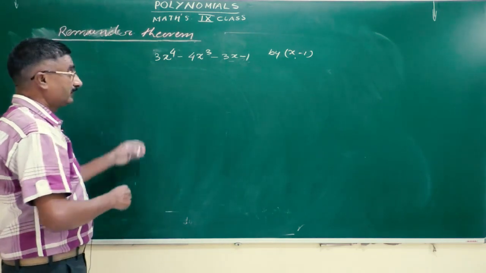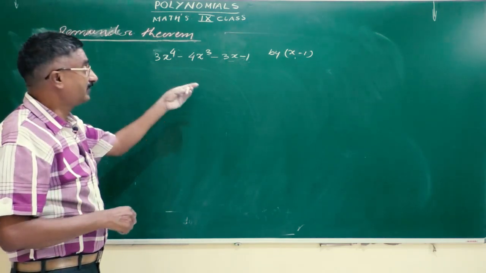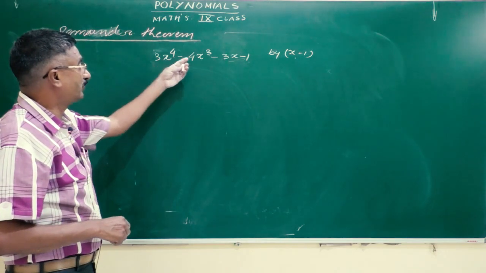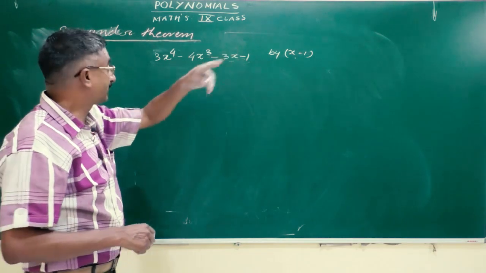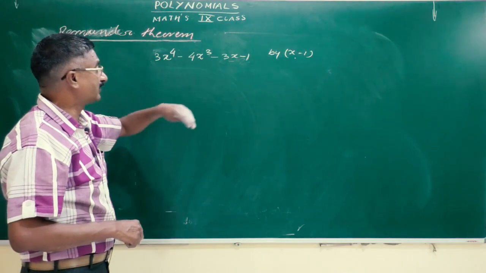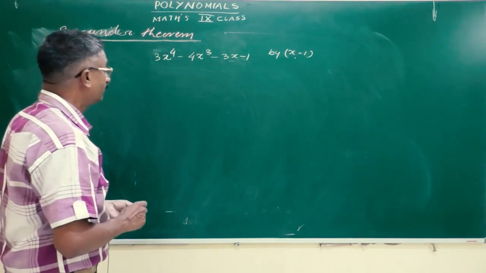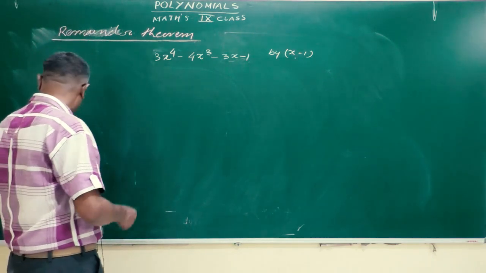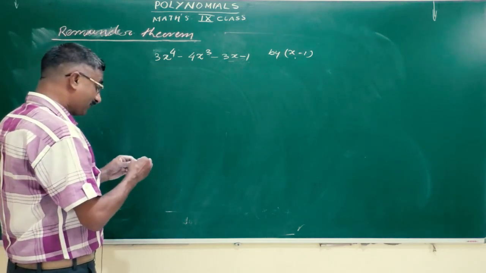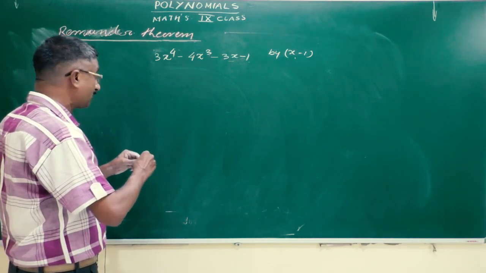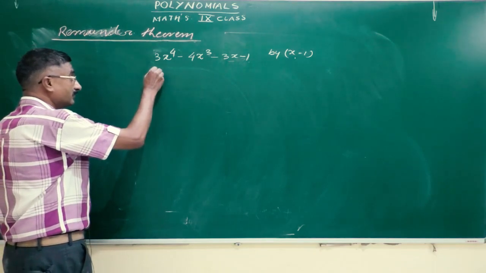So first step is to arrange the equation. This is already arranged: x raised to the power 4, x raised to the power 3 and x. There is no term of x square, so don't bother about that. So, very first step, you have to write down in a particular manner as we are writing.